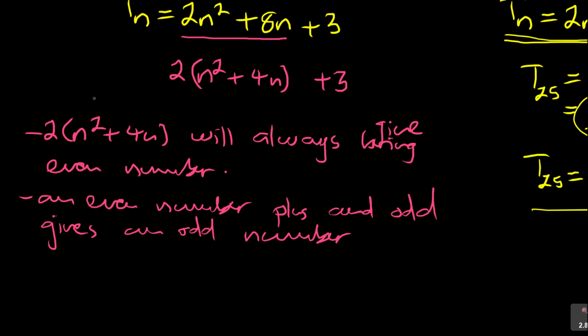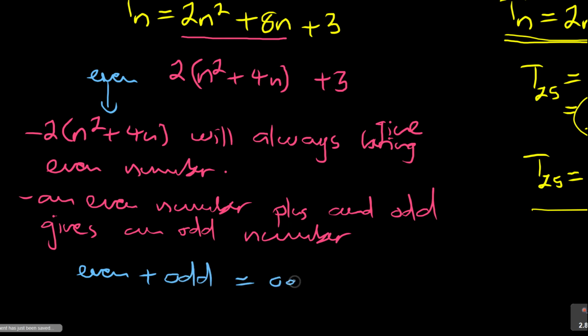So you are adding, this will be even in a way. Let me just write this. This will all be even. So it's like we're saying even number plus odd number is equal to what? Is equal to odd number, because 3 will always be an odd number. So an even number plus an odd number gives an odd number.